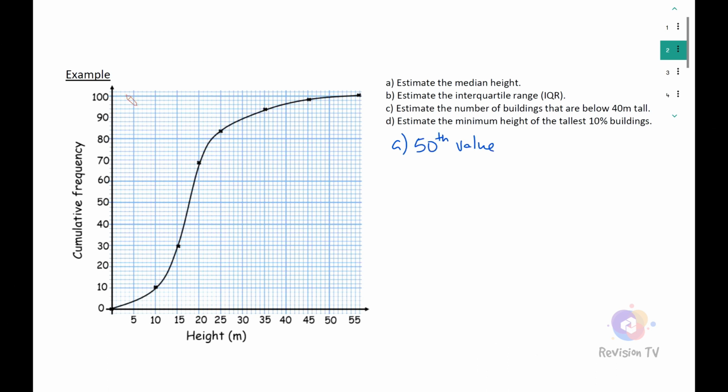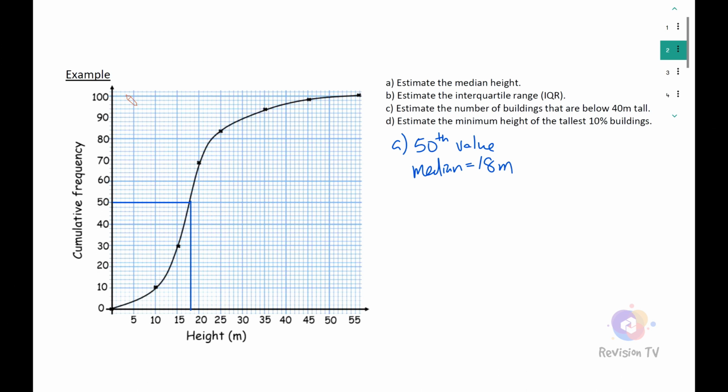So from there, use a ruler and a pencil. Start from 50 on the cumulative frequency. Draw a line across until it hits your graph, and then you're going to read off the other side. So 15, 16, 17, 18. So therefore, the median is 18. Okay, so 18, the unit is meters.